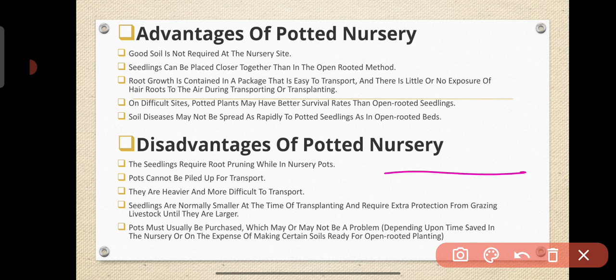Disadvantages of potted nursery. The seedlings require root pruning while in nursery pots. Obviously, we have to prune them time to time so that the weeds that we do not want to grow in that pot won't grow. Otherwise, there will be a lot of weeds, a lot of grasses in the pot.